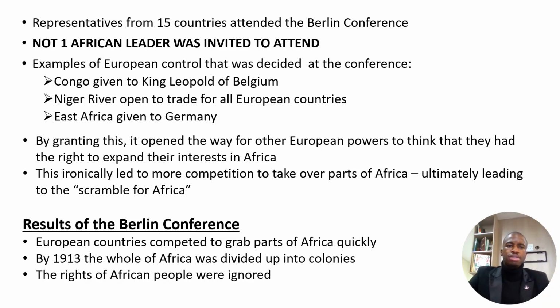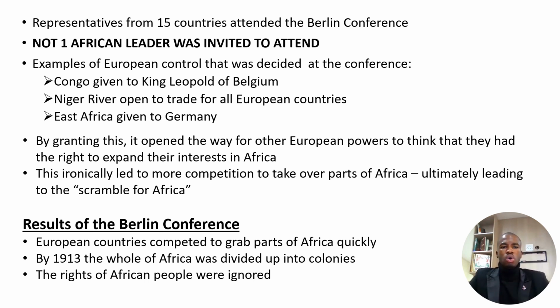Now, moving on, we are speaking about this Berlin Conference in detail. What you should also know is that representatives from 15 countries attended the Berlin Conference. However, not even one African leader was invited to attend this conference. Now, the examples of European control that was decided at the conference were the following. The first one was that Congo was given to King Leopold of Belgium. Therefore, Congo was a Belgian colony.